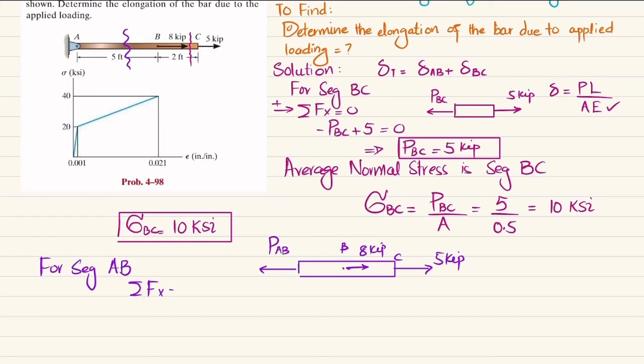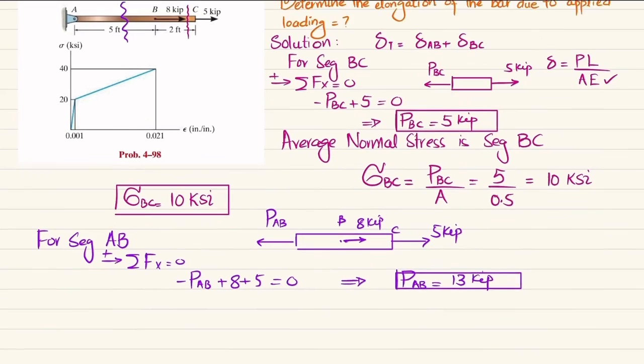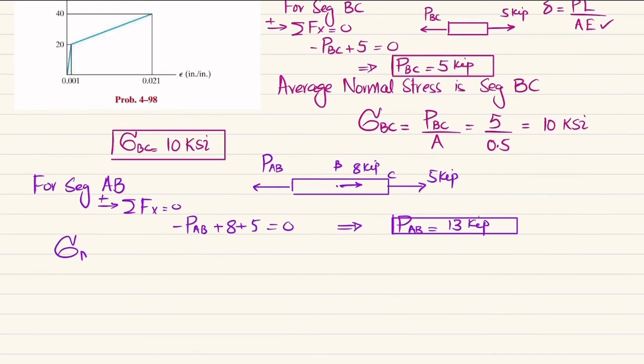By using the same equation, the sum of all forces along the x direction must be equal to 0, and force toward the right side is taken as positive. So PAB is in the negative direction. So minus PAB plus 8 plus 5 is equal to 0. From here you will get PAB equal to 13 kip. Now that you have this PAB, we will find the average normal stress, which is equal to PAB divided by area. So PAB is 13 divided by 0.5, and that gives you 26 KSI. So the average normal stress in portion AB is 26 KSI.